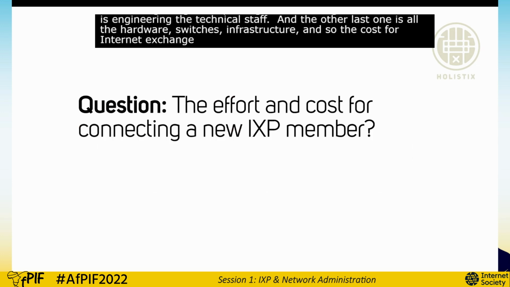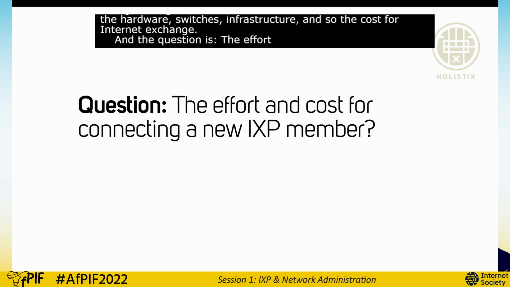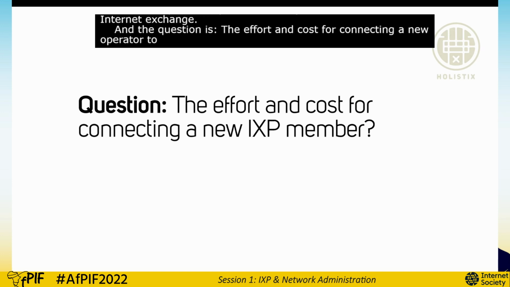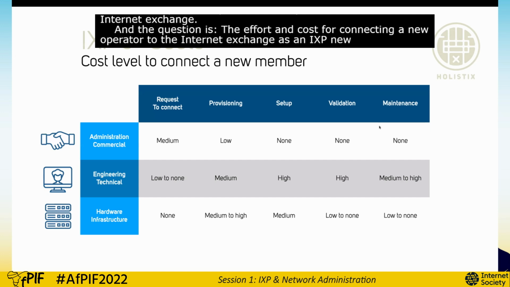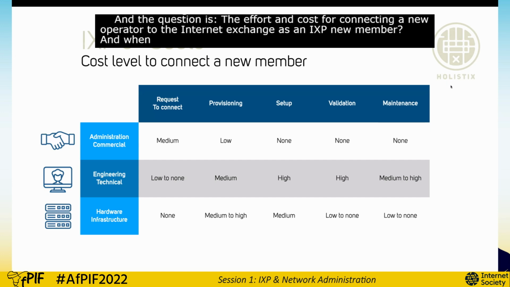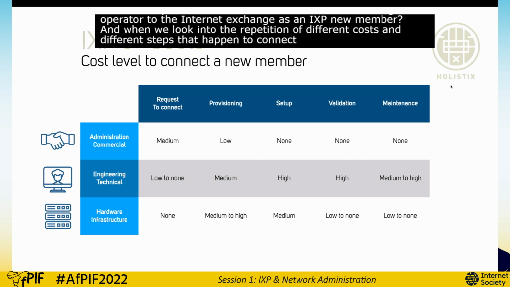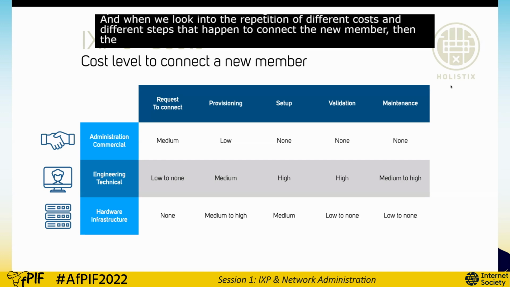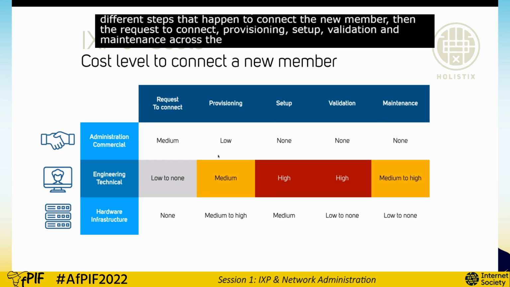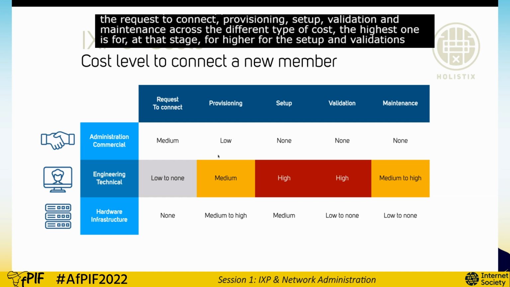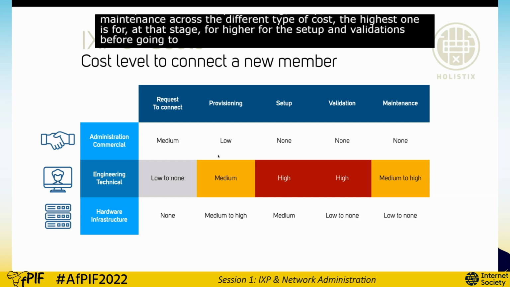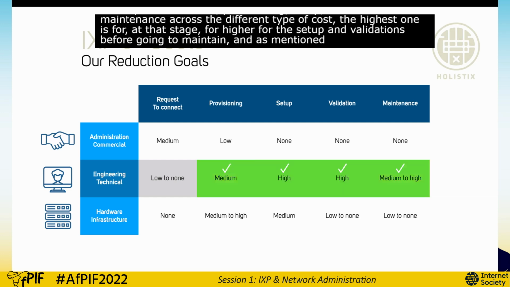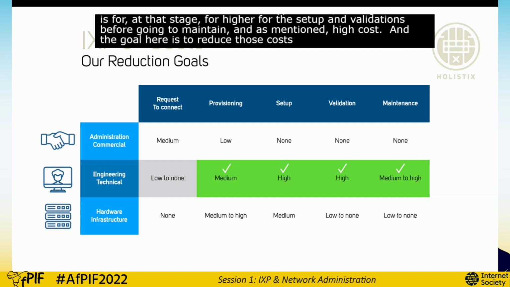The question is the effort and cost for connecting a new operator to the internet exchange as a new IXP member. When we look at the distribution of different costs across the steps to connect the new member, which are request to connect, provisioning, setup, validation, and maintenance, the highest cost is at the setup and validation stage, before going to maintenance, which is medium to high. The goal here is to reduce those costs as much as possible.